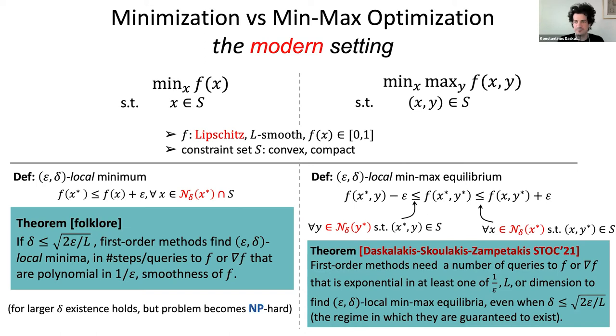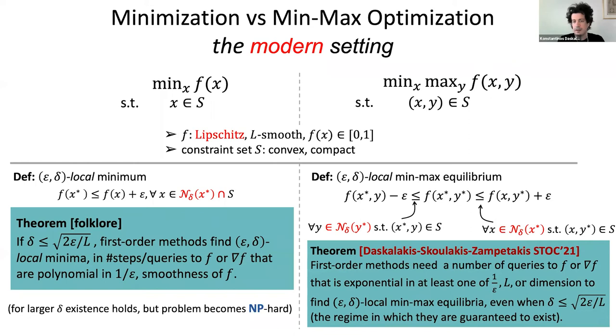So in other words, what we do in our proof, we take all these parameters to be polynomial in the dimension, so we cannot distinguish who is the culprit, but we know that it's exponential in at least one of them. The number of steps you need, the number of queries you have to make. And this result is unconditional, right? So there's no complexity theoretic assumption. Unconditionally, any first order method, any method that accesses the function by querying the function values or the gradient values, will have to make an exponential number of queries to find a local min-max solution.